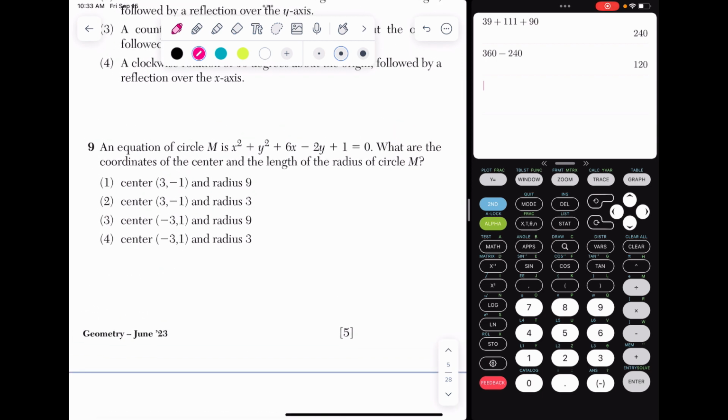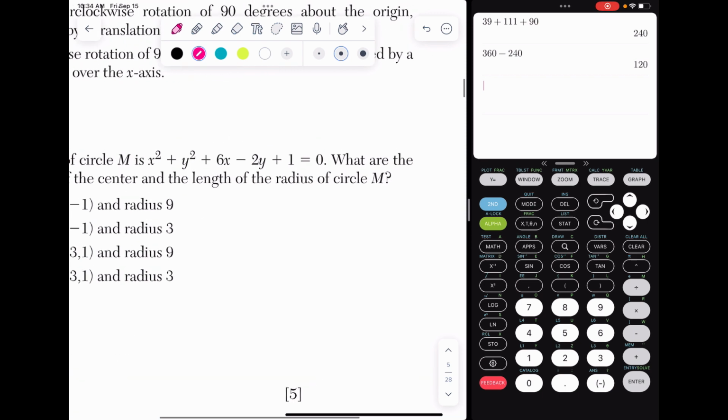Number 9, an equation of circle M is x squared plus y squared plus 6x minus 2y plus 1 equals 0. What are the coordinates of the center and the length of the radius? When studying for the geometry regents, this is definitely a question I would make sure you know how to do. They seem to always ask one where you need to do this process of completing the square in order to write the equation of a circle in center radius form.